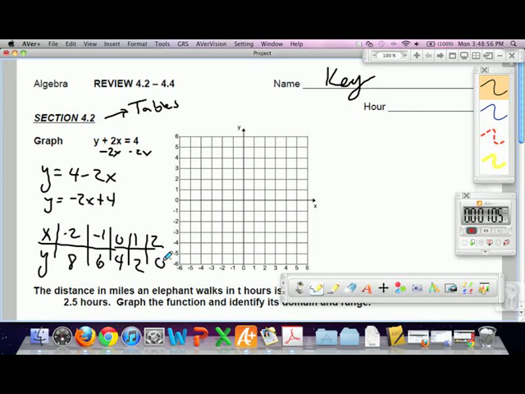Now we'll plot these points. Negative 2, comma 8. Back to up 8, oh, that's off the graph. We'll just leave that in mind for a second. Negative 1, 6, minus 1, up 6, 0, 4, 1, 2, 2, 0.